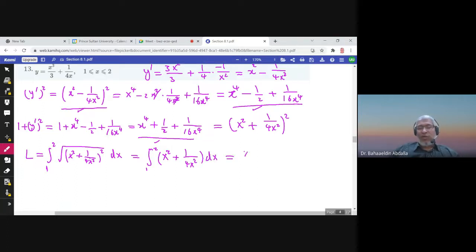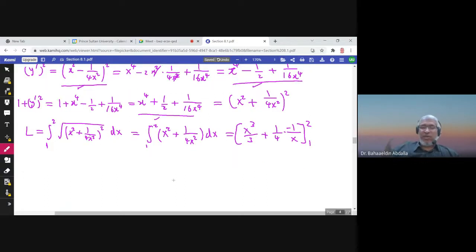So the integral of x squared is x cubed over 3, and 1 over 4 is just a constant, forget about it. This is x squared, take it up, x to the power negative 2. Now find the integral, it would be x to the power negative 1. So I bring it down over negative 1. So replace x by 2, then minus, replace x by 1, and find the answer. Let us find the answer one time.